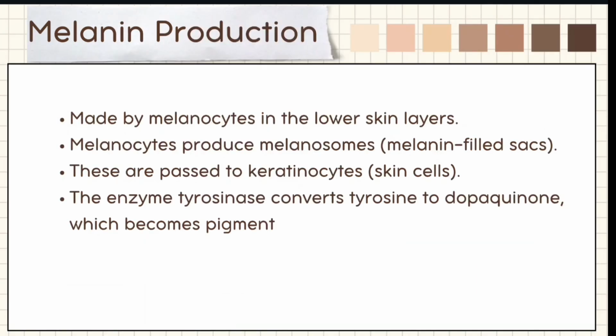Melanin production. Melanin is made by melanocytes in the lower skin layers. Then, melanocytes produce melanosomes. These are melanin-filled sacs. Then melanosomes are passed to keratinocytes. These are the main skin cells. Then the enzyme tyrosinase converts tyrosine to dopaquinone, which becomes pigment. So, how does it work?